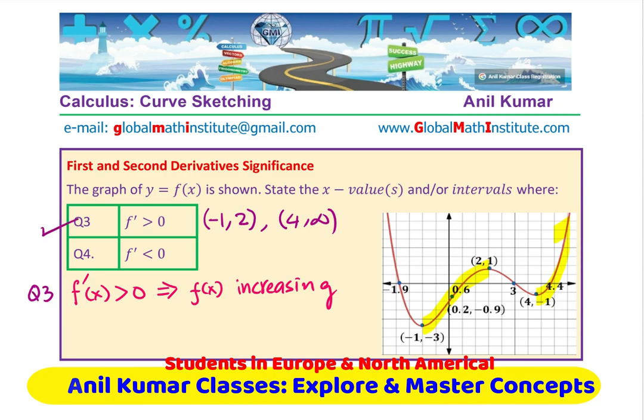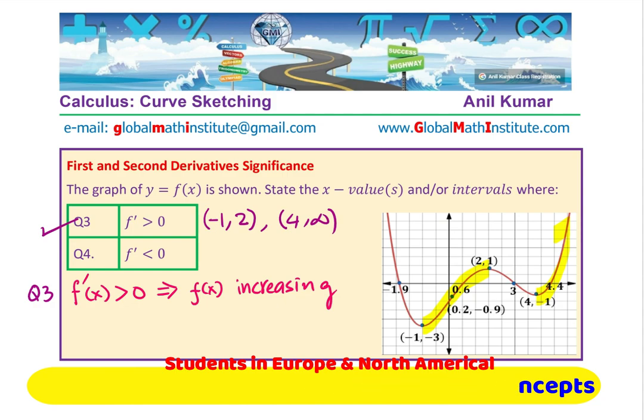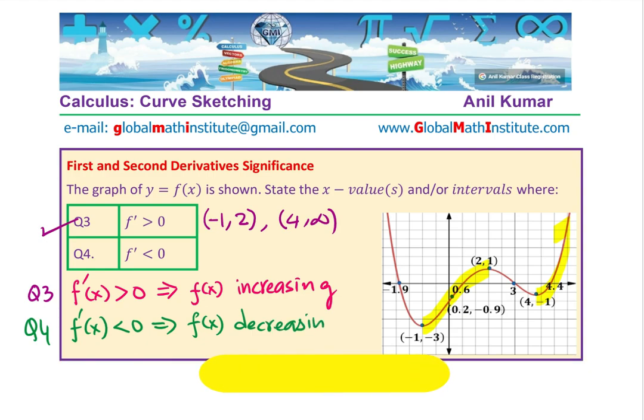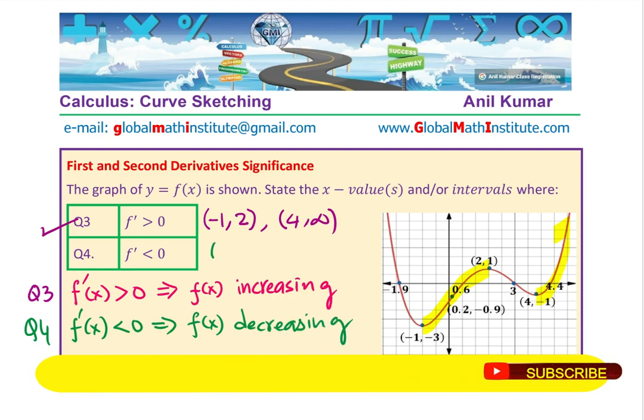Perfect. Now let's take up question number 4, the decreasing interval. Correct. So let me write question number 4, where the derivative should be less than 0 means f of x is decreasing. So in the interval from minus infinity to minus 1, right? And from 2 to 4.